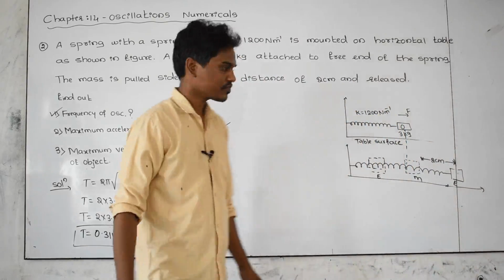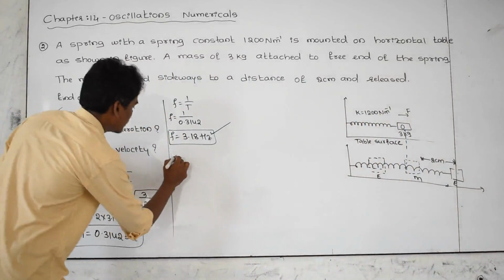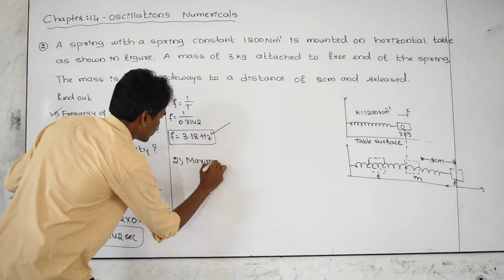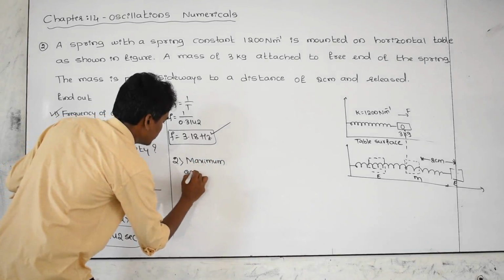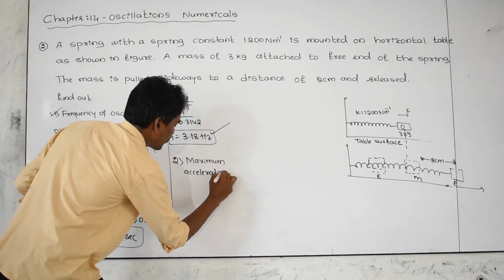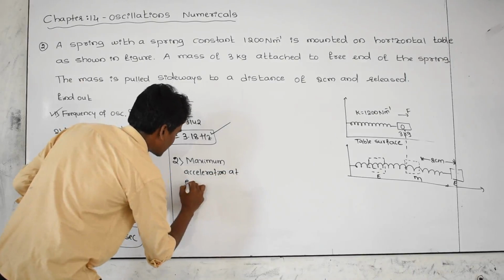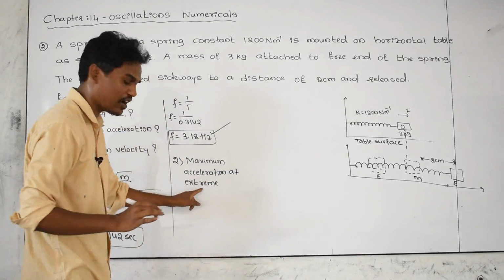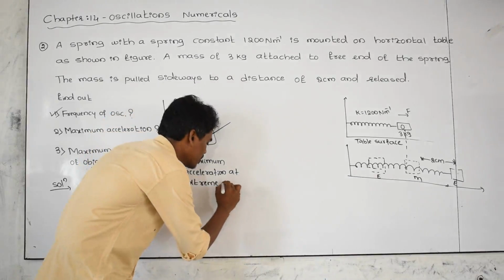And next, we can move towards the second one, maximum acceleration. The maximum acceleration at extreme points. At the mean point acceleration is equal to 0, that's why we have to find out at extreme points.